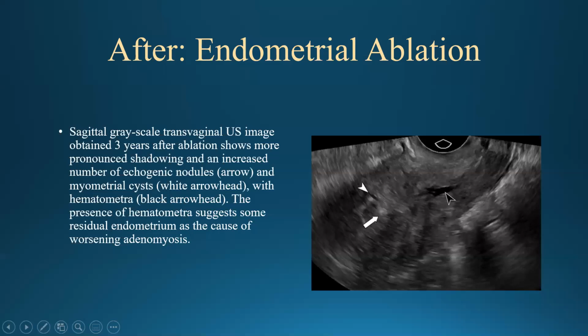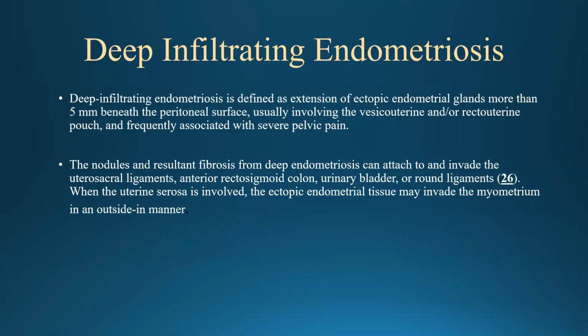Another condition, which is very, very important, and sometimes the differentiation is a bit challenging, is between deeply infiltrating endometriosis and focal adenomyosis. In deeply infiltrating endometriosis, we define it as extension of the ectopic endometrial glands more than 5 millimeters beneath the peritoneal surface. And we know that laparoscopy is a diagnostic tool to diagnose endometriosis. So if it penetrates more than 5 millimeters beyond the peritoneal surface, usually it involves the vesicouterine or the rectouterine pouch.